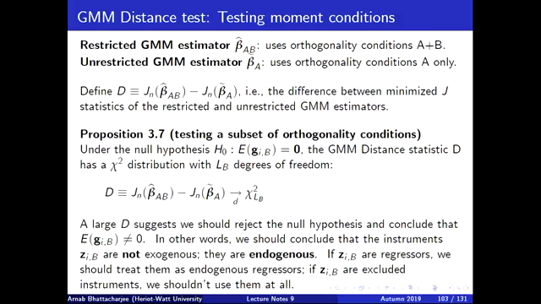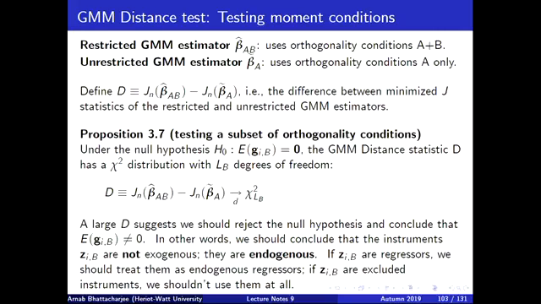So there are two estimates here, and we define a distance test statistic, which is what? A distance test is based on Jn, okay? So the minimized objective function under A and B minus the minimized objective function under A. All right, under A and B, we will be closer to 0.